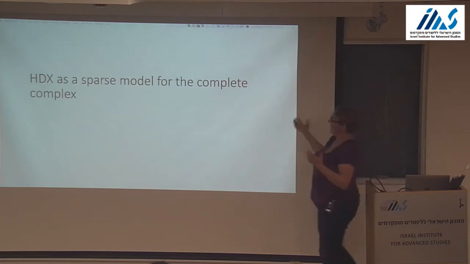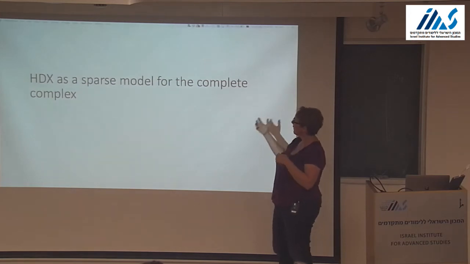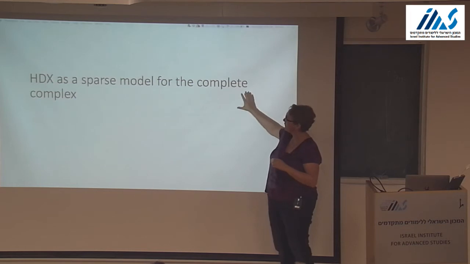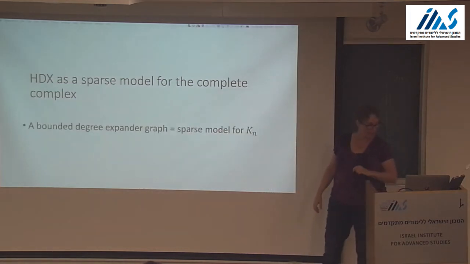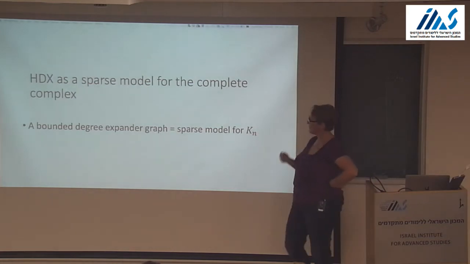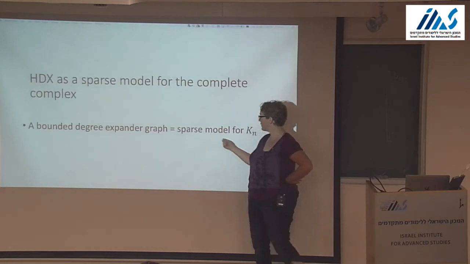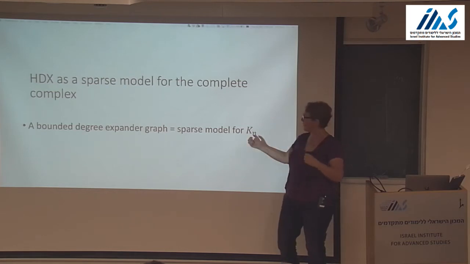Okay, so now what I want to talk about is that the high-dimensional expanders can be viewed as some kind of sparse model for the dense situation, so for the complete complex. So I want to discuss this a little bit. A bounded degree expander graph, you can view it as a sparse model for the complete graph, right? For example, in the expander mixing lemma, you show that the fraction of edges between S and T is the same as in the complete graph.